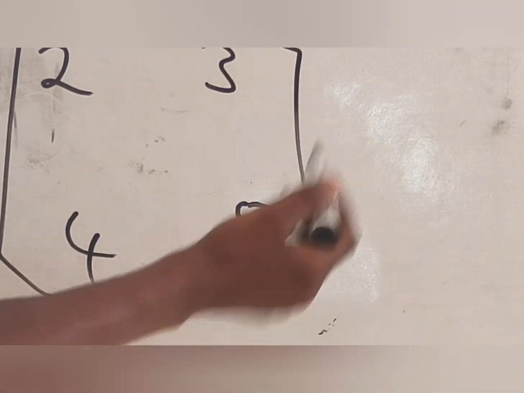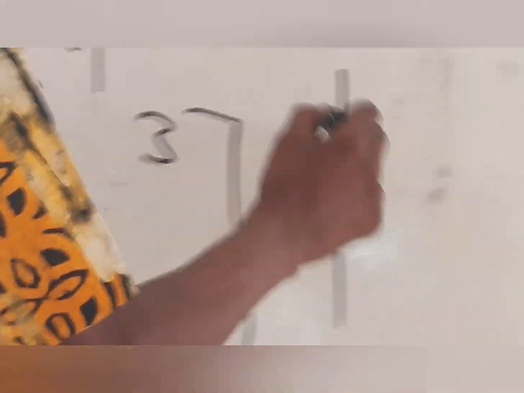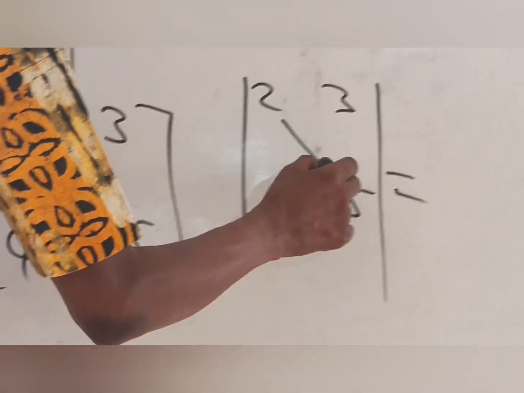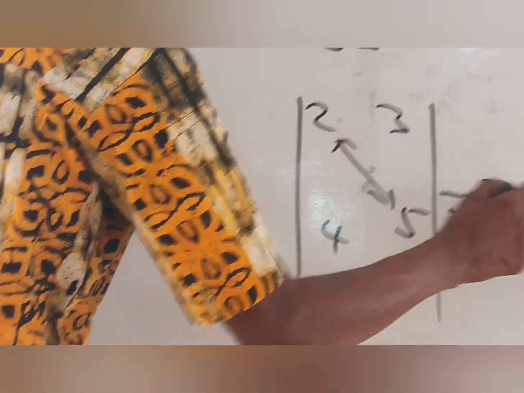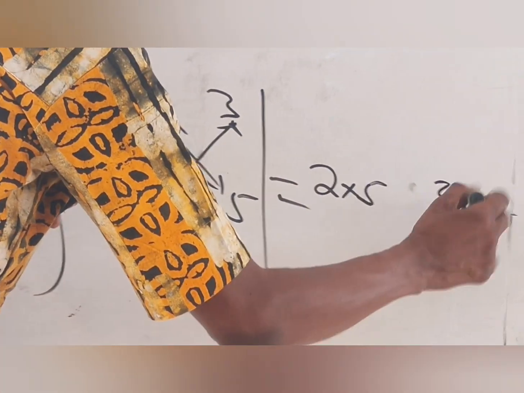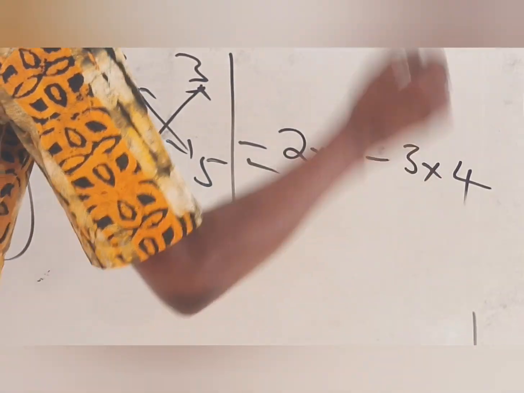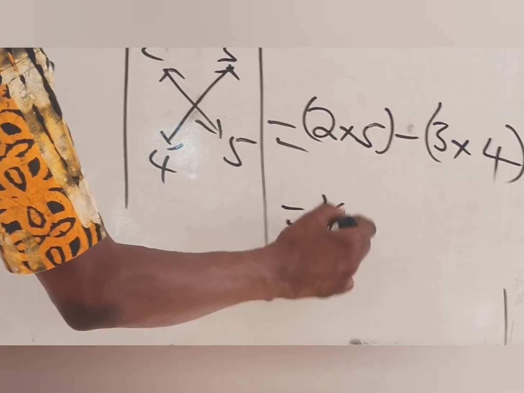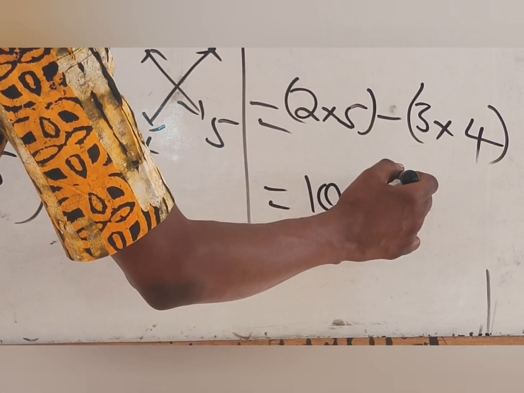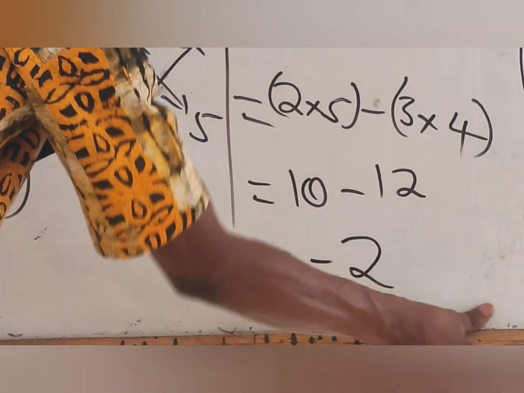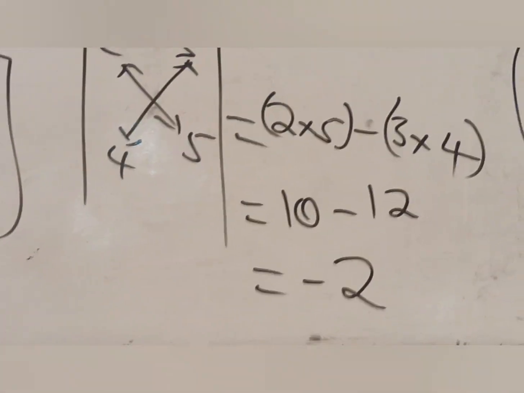So let's give an example. 2, 3, 4, 5. We want to find the determinant of 2, 3, 4, 5. We said multiply these two values, so 2 times 5, and multiply these two values and find their difference: 3 times 4. So we have 2 by 5, 10, and 3 by 4, 12. So what's the difference? Negative 2. That's all.